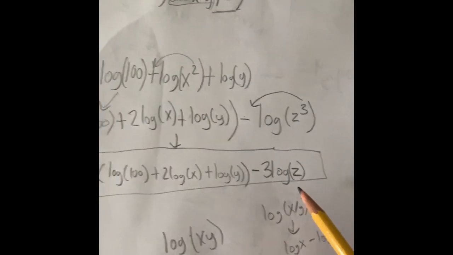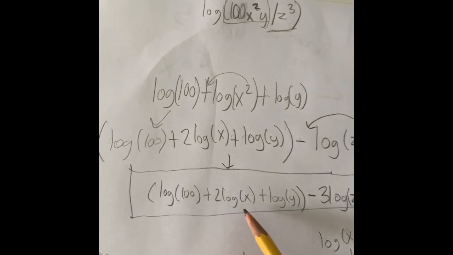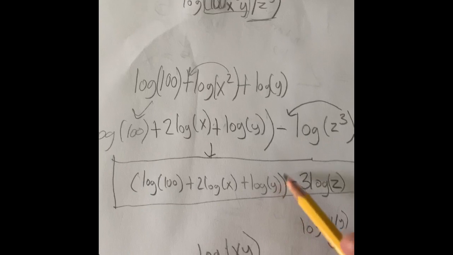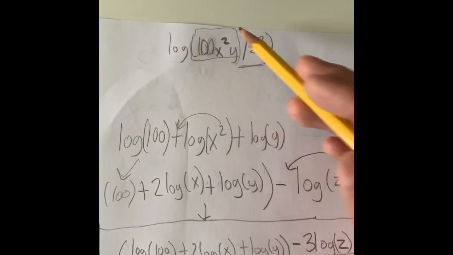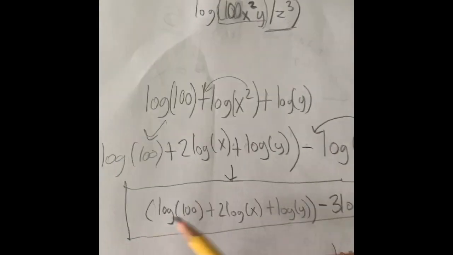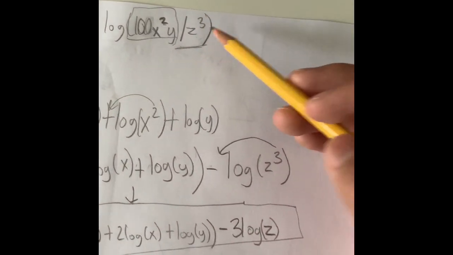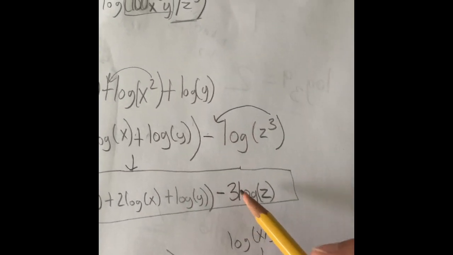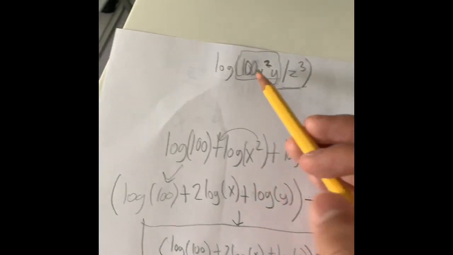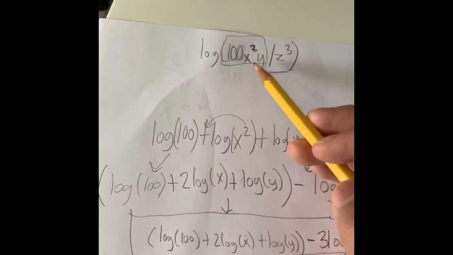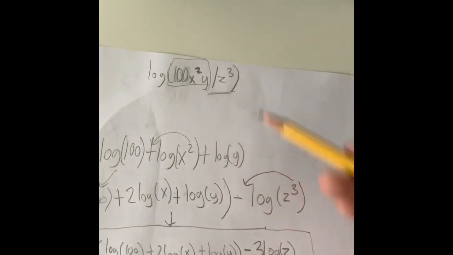Expanded, it's log 100 plus 2 log x plus log y, all in parentheses, because you want to add all of these up, like over here. You want to add all of them up, because that's what all of this is. And then divide by z to the third power, which is minus 3 log z. So you want to make sure all of these add up so that you get that log 100x squared y, and then divided, or subtracted, by 3 log z.